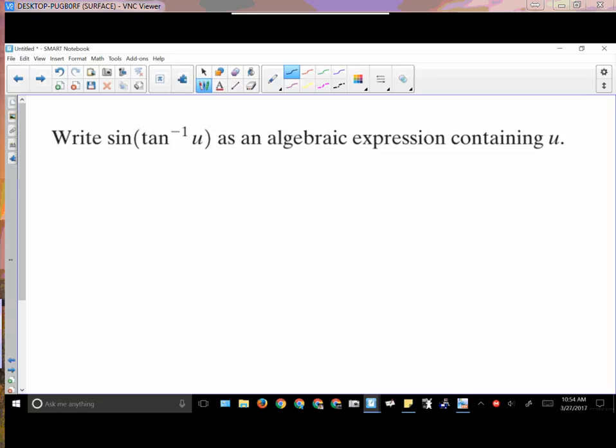Let's try this again. So when we're writing this as an algebraic expression, we're not necessarily trying to go through and solve it. We're just trying to rewrite this thing. Now, some way, shape, or form, we know that we have to come up with inverse tangent of u. So, let's see, what was that?